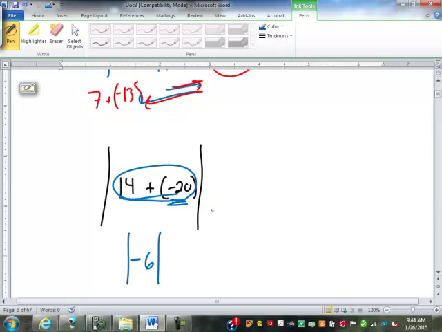Just like in parentheses or any other enclosing symbols, you need to get what's inside of it down to a single number. Now that it's down to a single number, now that it's negative 6, now we can get rid of the absolute value symbols. This is when we actually do the absolute value operation. So to get rid of those symbols, we have to find the absolute value of negative 6, which is 6.